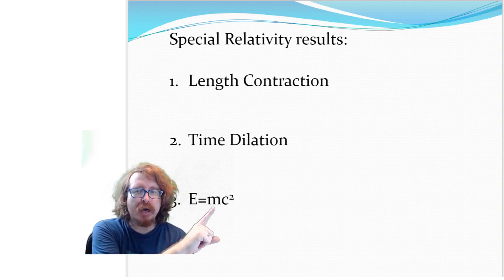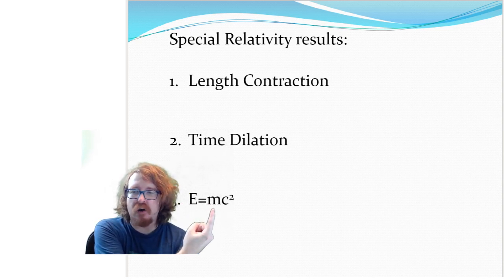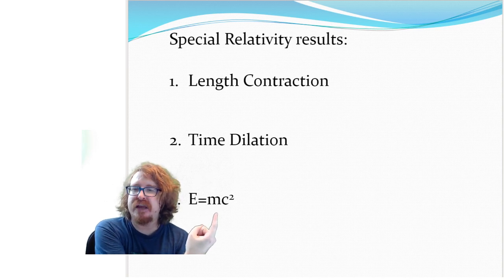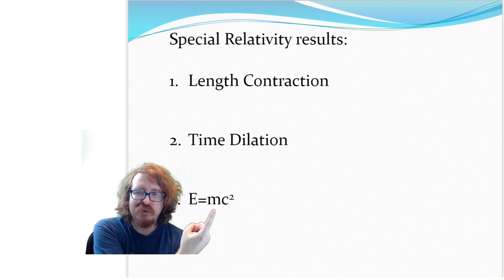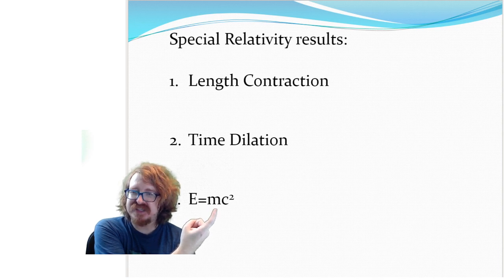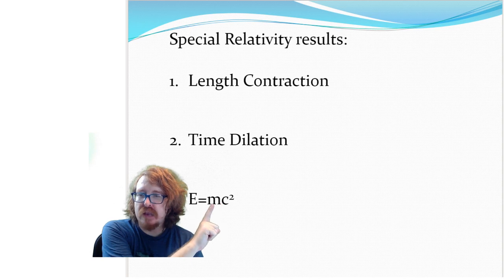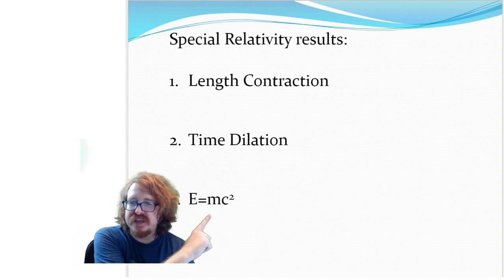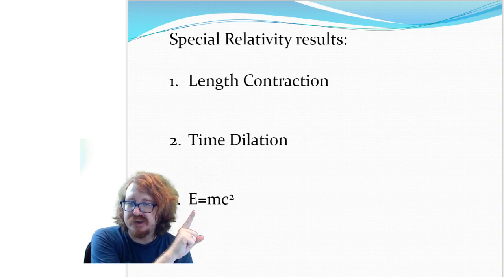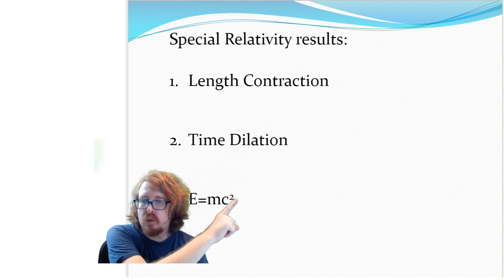What's the M probably stand for that we talk about all the time? I think you guys will get this one. What's that M stand for? Mass. Yeah, that's mass. Now this C, that's the speed of light. So E equals mc squared is saying energy equals mass times the speed of light squared.